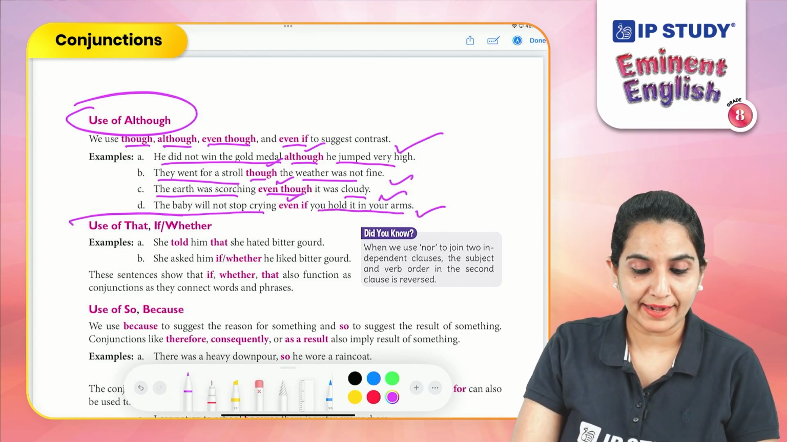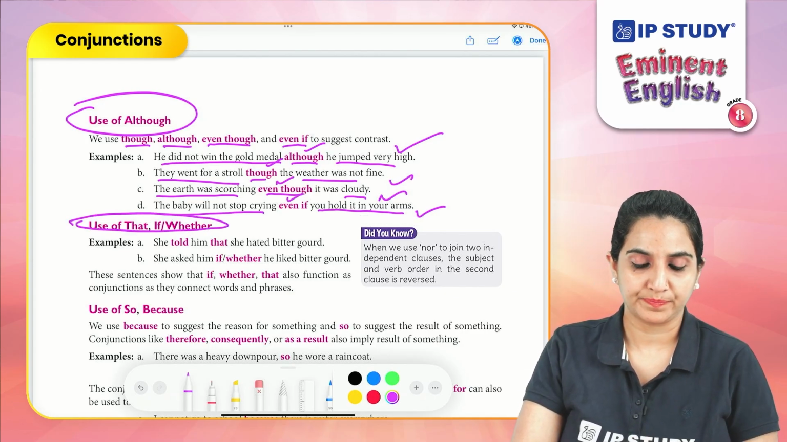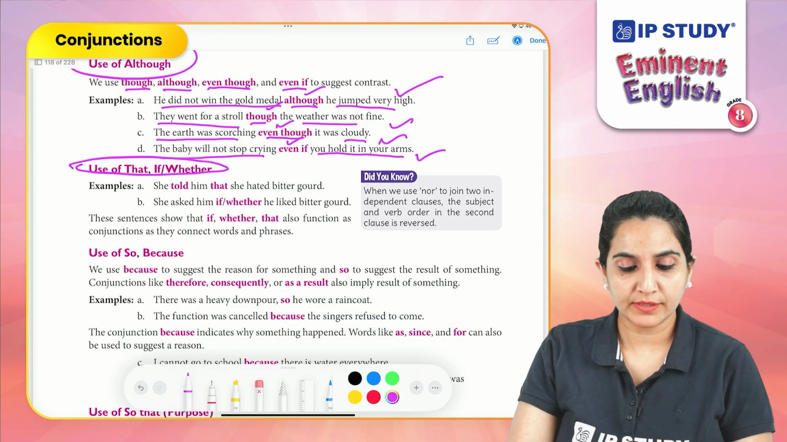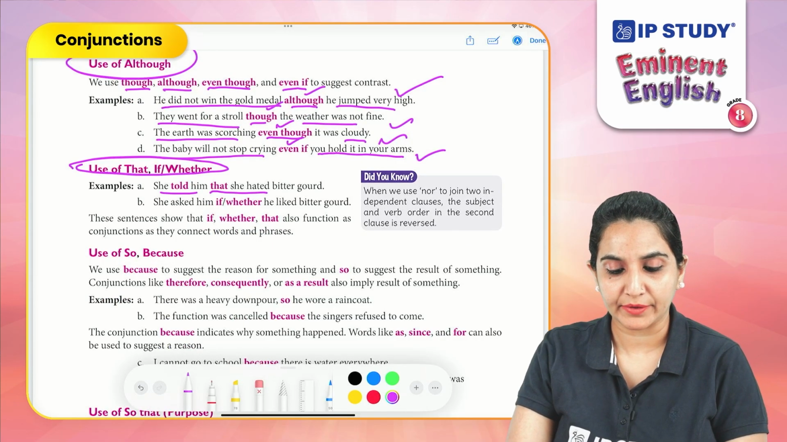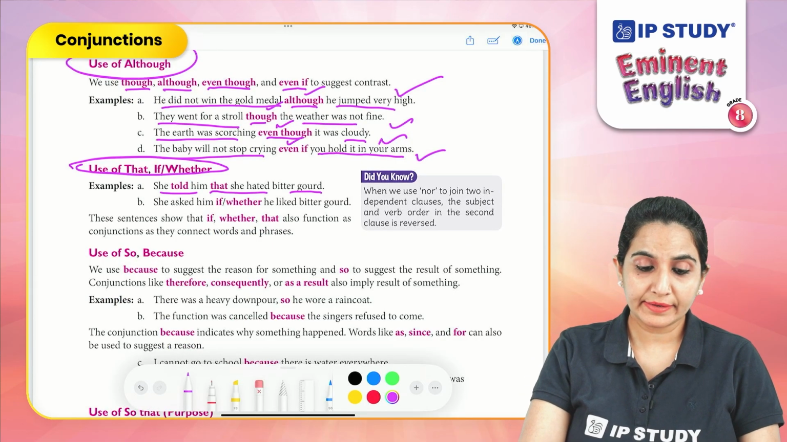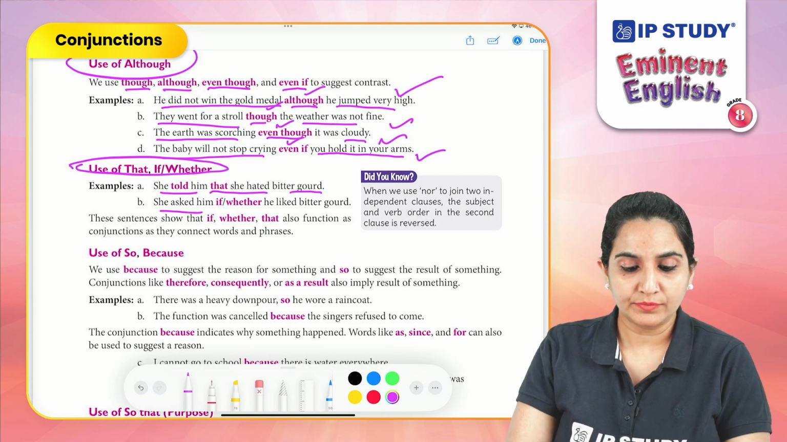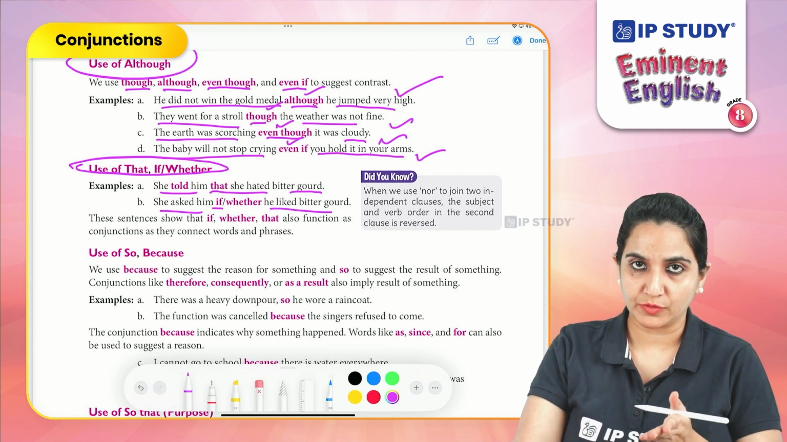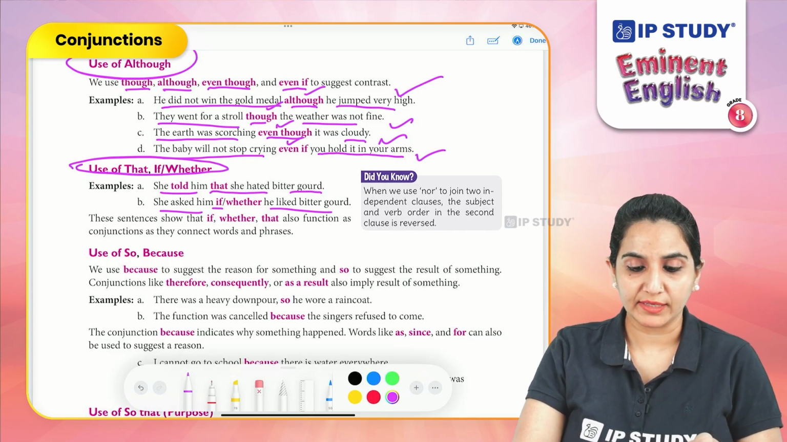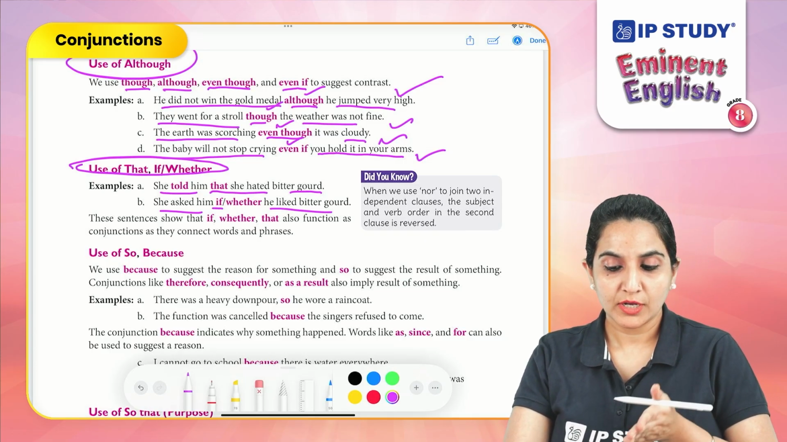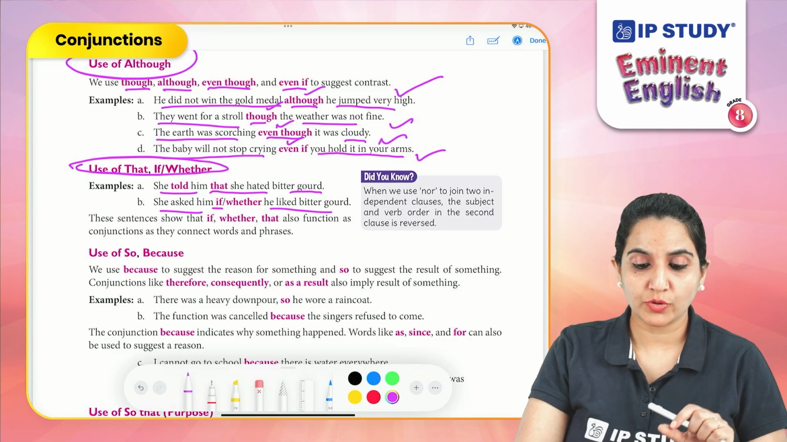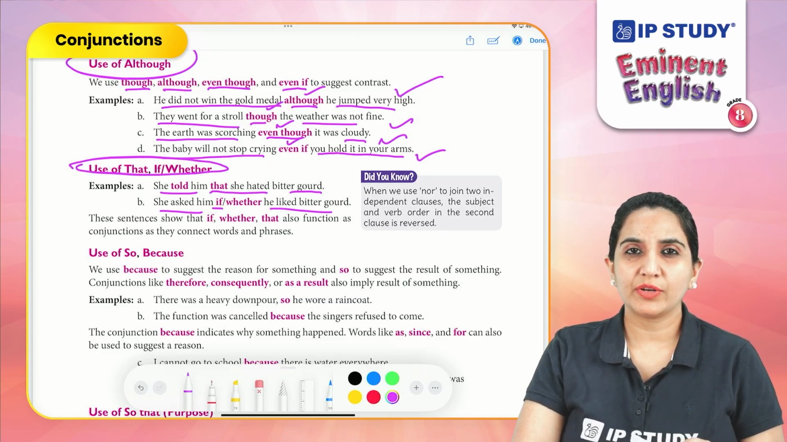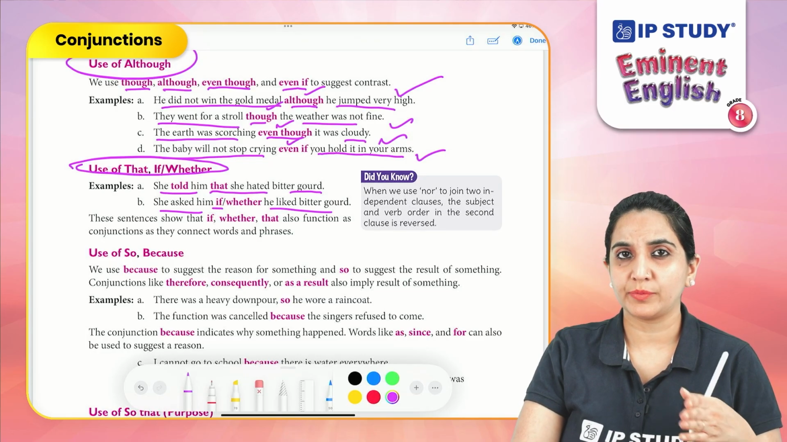Use of that, if or whether. She told him that she hated bitter gourd, right? She asked him if he liked bitter gourd. Alternatively, you can use whether as well. She asked him whether he liked bitter gourd. So we use these to join the sentences when you want to add more information.